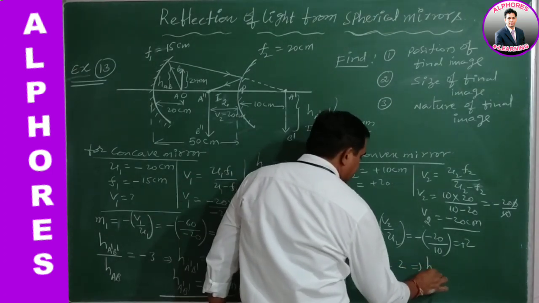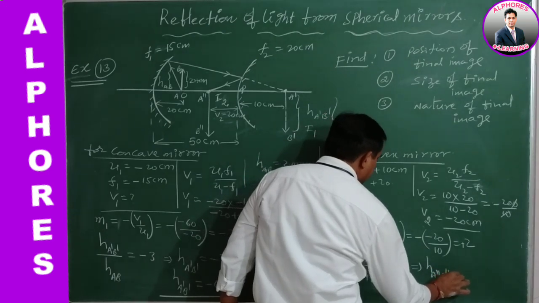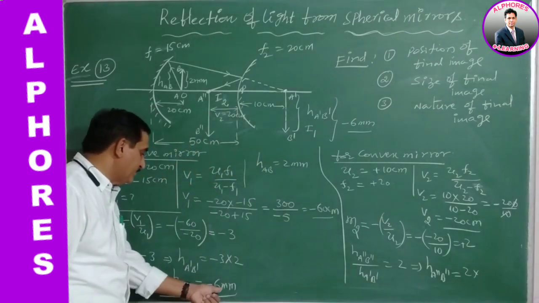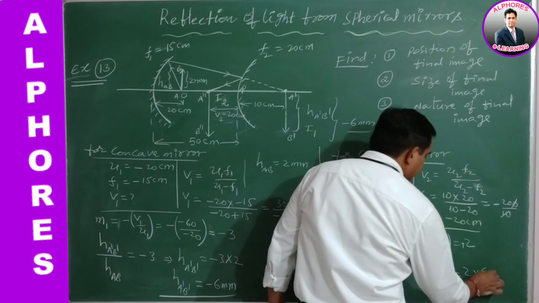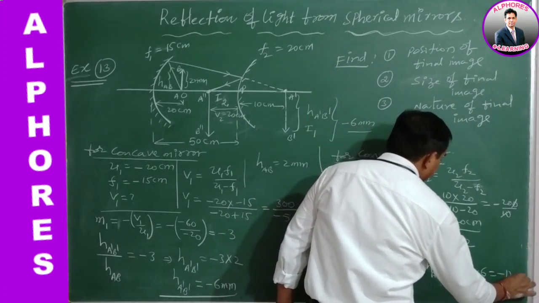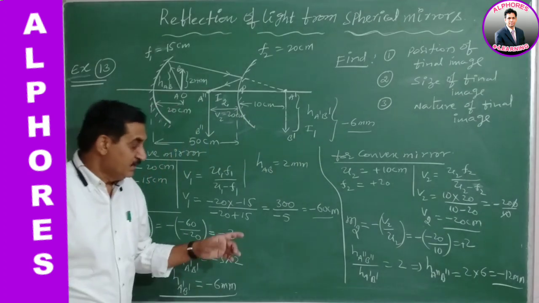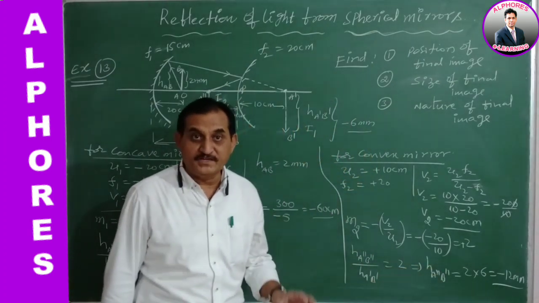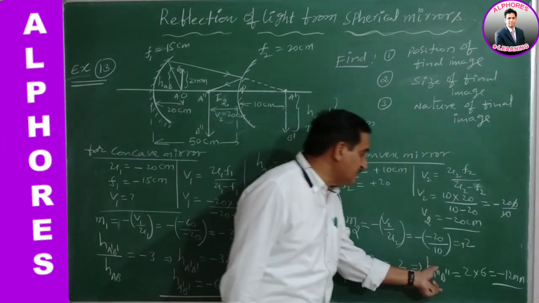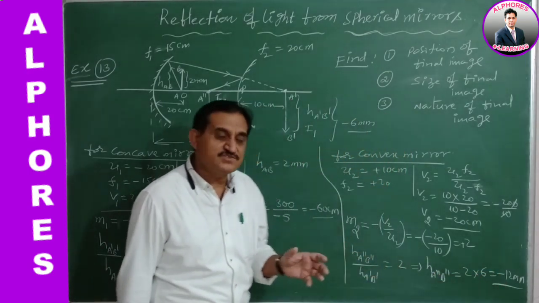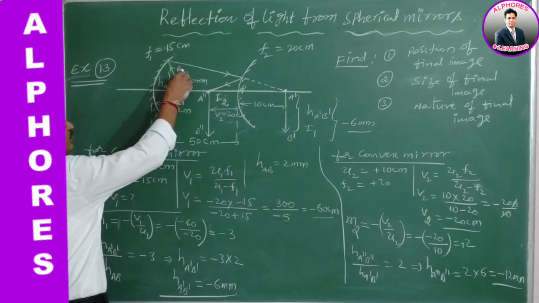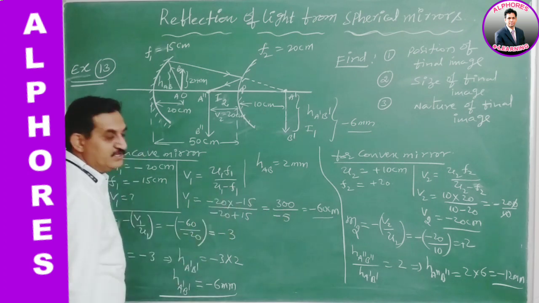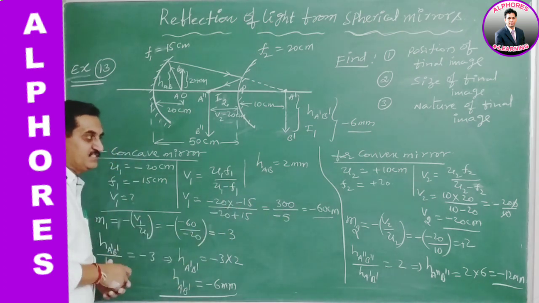From this, H A double dash B double dash is equal to 2 into H A dash B dash. H A dash B dash equal to how much? Minus 6. So minus 6, which gives us minus 12 millimeter. So here H A double dash B double dash is the final size of the image. That size is minus 12. Minus in the sense it is inverted when compared to the object directly, object AB. So the final image is inverted. Therefore minus 12 millimeters comparing to the object size.